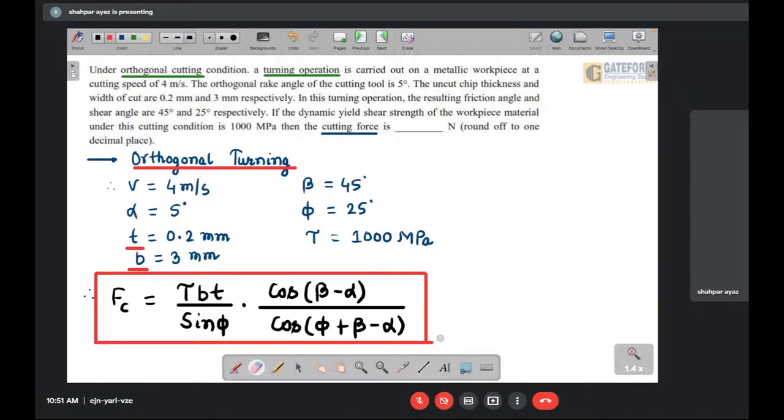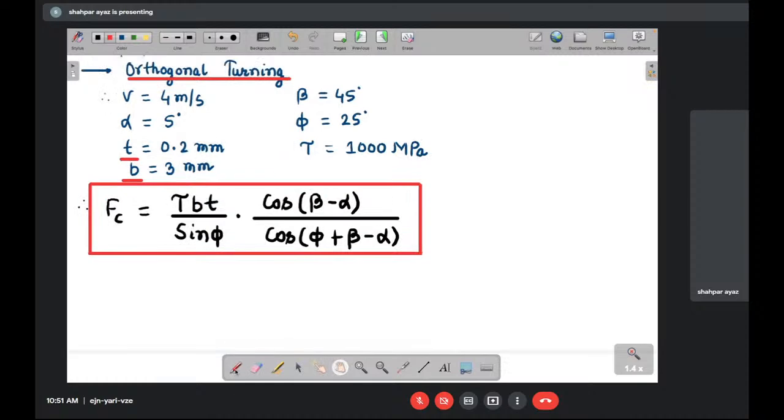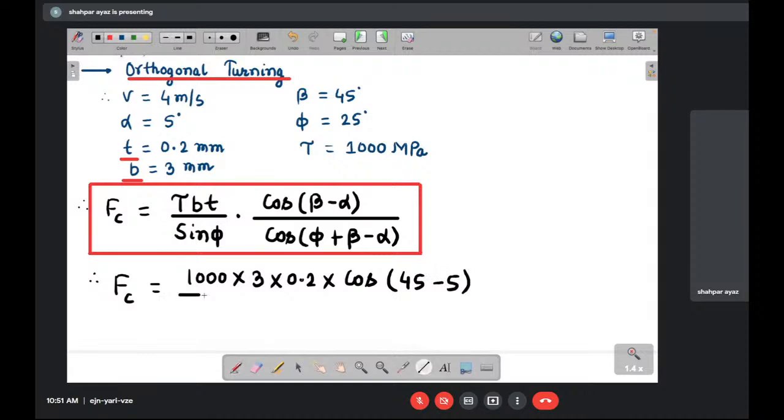Clear? Now put this value and get the answer. Everyone, tell me the answer. How can we get it? It's quite simple. Tau is your 1000, b is your 3, t is your 0.2, cos(beta minus alpha) with beta 45 degree and alpha 5, divided by sin phi.